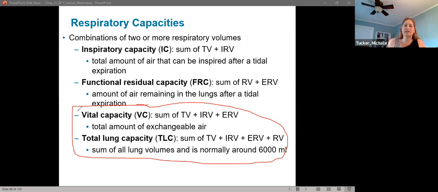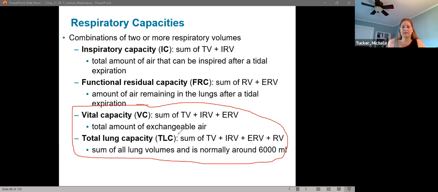And if you're trying to do it as quick as possible, that's called forced vital capacity. And forced vital capacity is often used as an indicator of pulmonary disease by doing it for a certain amount of time.